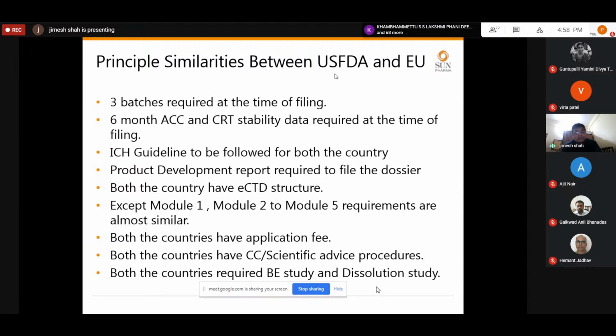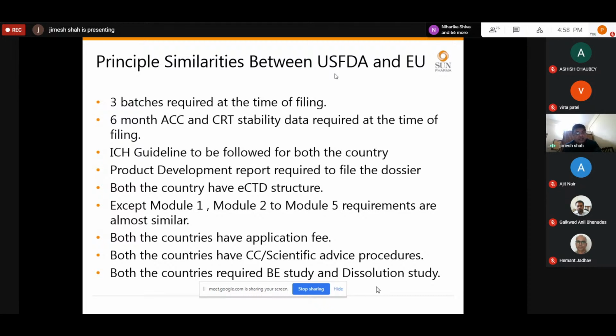Fourth point is the product development required to file the dossier. If we want to file the dossier, we have to provide the product development report along with the innovator product. So first the formulation team develops our internal product based on the innovator available. There we have to follow the QbD, that is the quality by design approach, in the product development report, and we have to finalize the product development report to fulfill the dossier requirement.